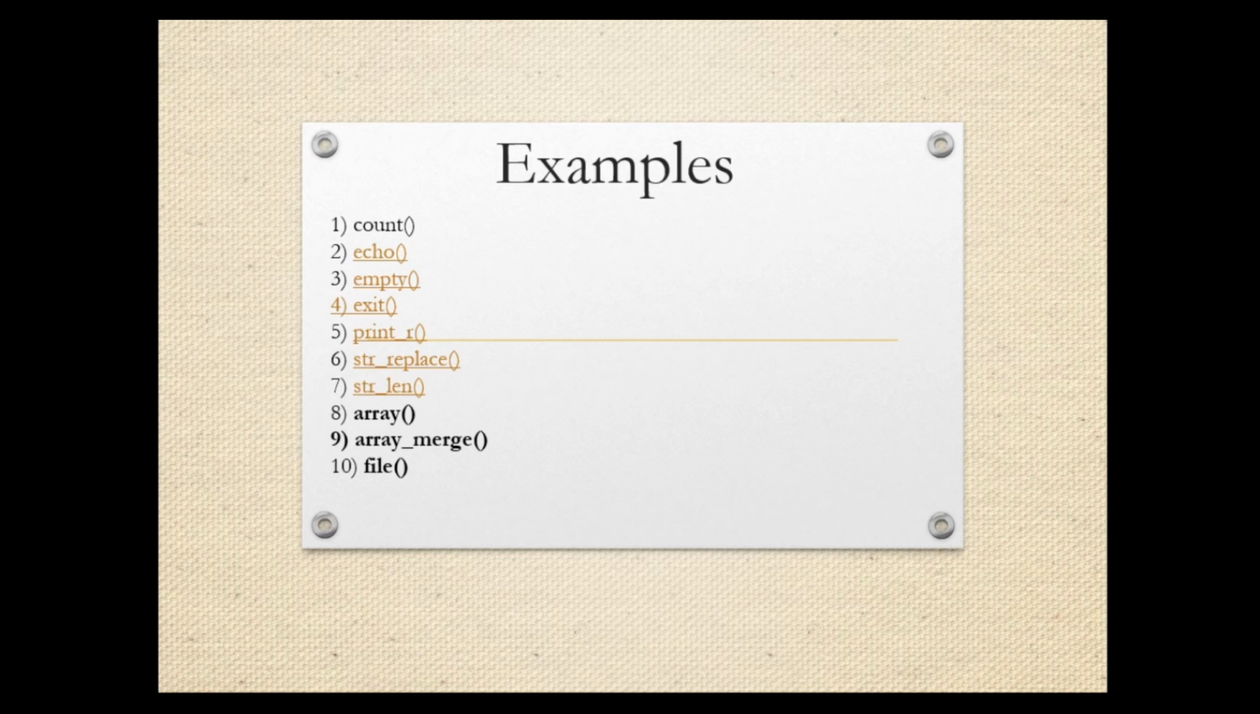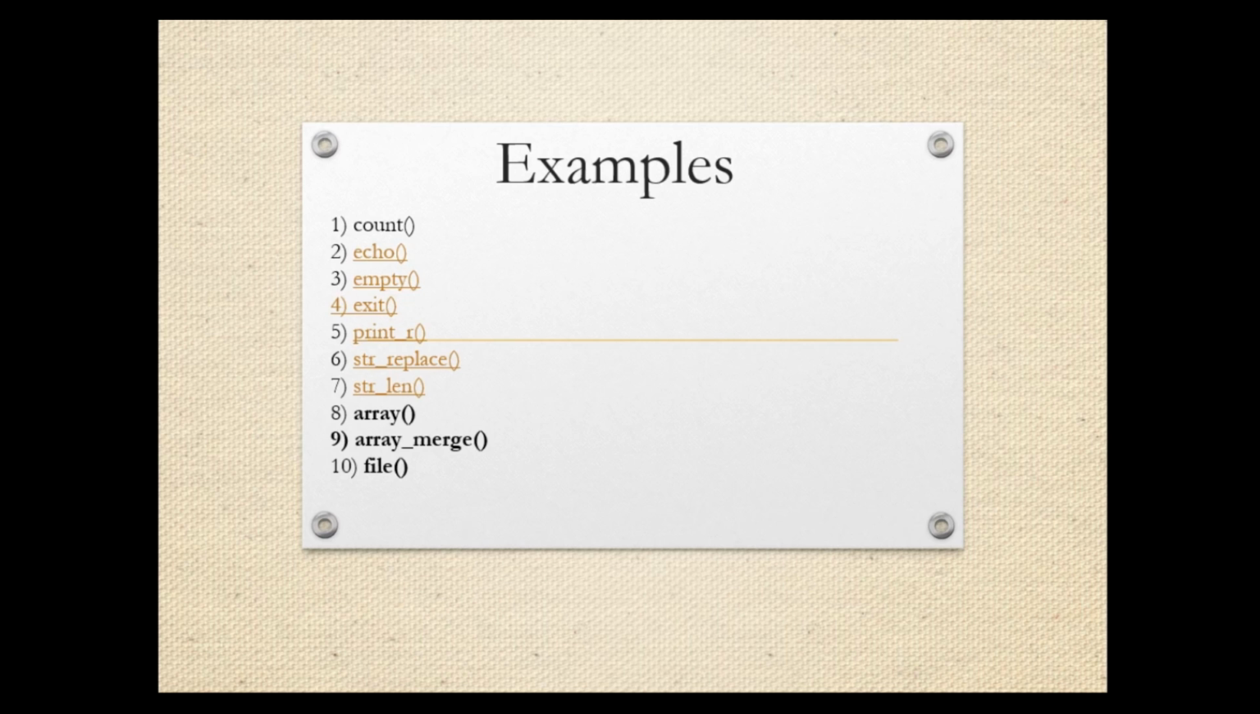Next one we have array. Array we have already studied. Basically there are three types of array. We have seen index array, associative array and multi-dimensional array. Okay student, these are a few examples that I have taken. There are many examples that we will see in your practical session one by one.